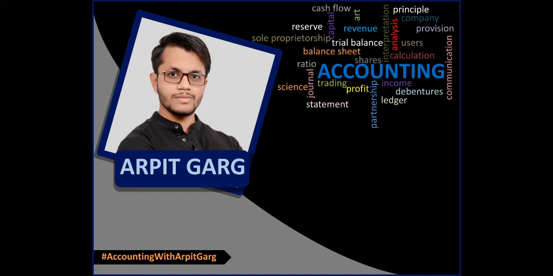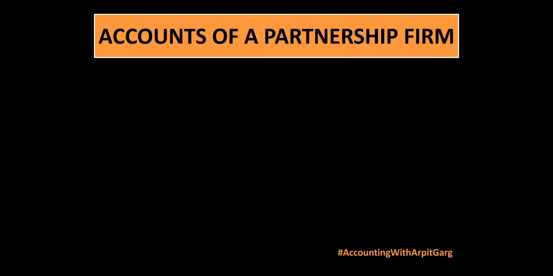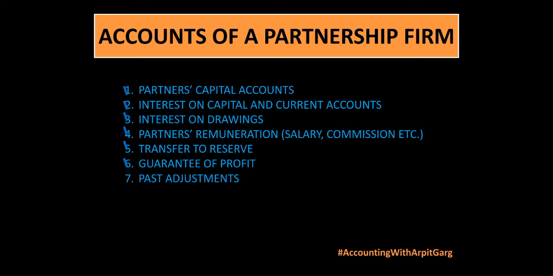Today we are going to study Part 6 of Fundamentals of Partnership. As you know, we have already studied our basics and first six heads of accounts of a partnership firm. Today we will study Part 7, that is past adjustment. What is past adjustment?